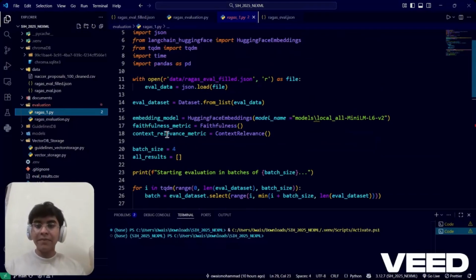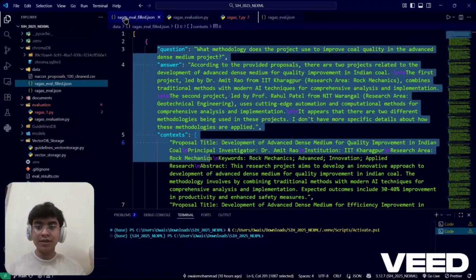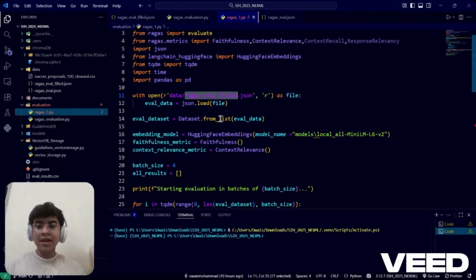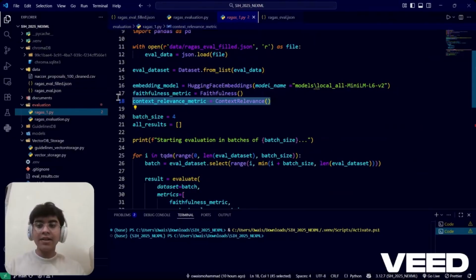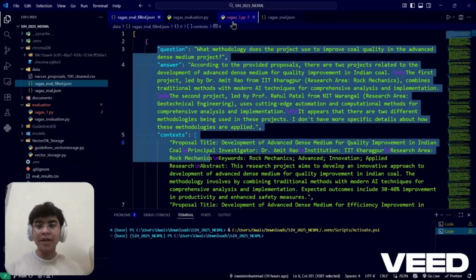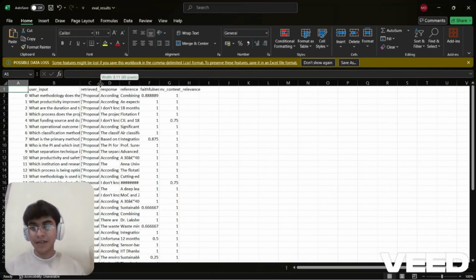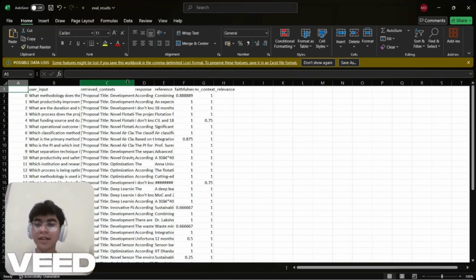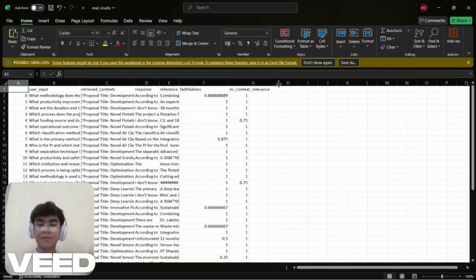So this was the pipeline which we used, wherein we use the filled JSON of question and answer fields and the context fields, which we send to the LLM along with our evaluation metrics, which are these two. For each of the questions, at last we obtain this CSV, which contains our user input, the retrieved context, the response, and our faithfulness and context relevance scores. Now, this was about the evaluation part.